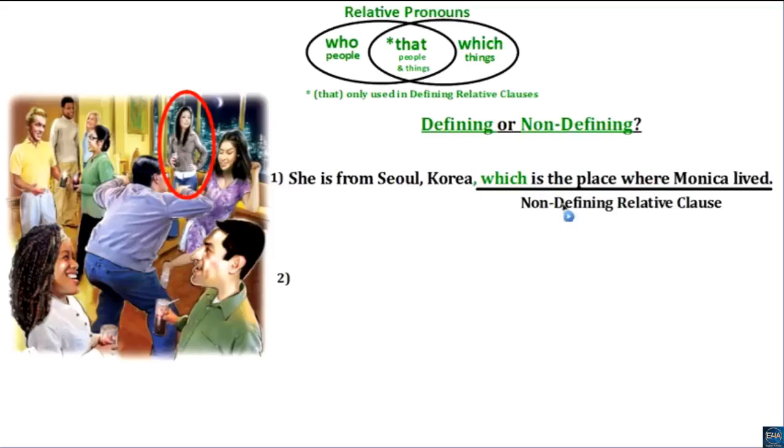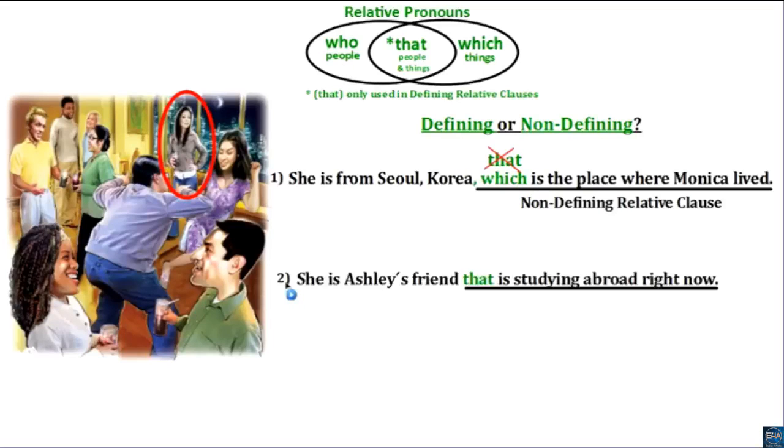Now, remember, in non-defining relative clauses, we can use which, but we cannot use that, right? Even though I'm talking about a place, which is technically a thing, I cannot use that. Why? Well, remember, that is only used in defining relative clauses. And because this is non-defining, we cannot use that. We can only use which, or if it's a person, who, okay? Now, let's look at the next one.